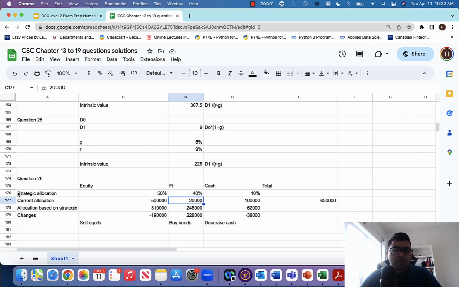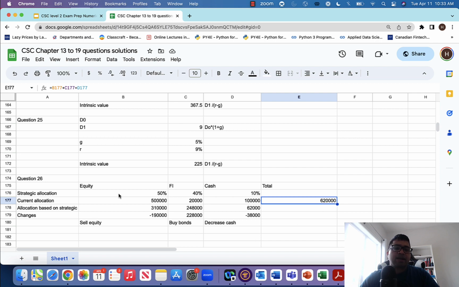First of all, write down the strategic allocation: 50% in stocks, 40% in bonds, 10% in cash. Now write down the current allocation. The current allocation is $500,000 in stocks, $20,000 in bonds, and $100,000 in cash. This is step number 1. Write it down. Step number 2, add it up. So 500 plus 20 plus 100, $620,000 is the total money you have.